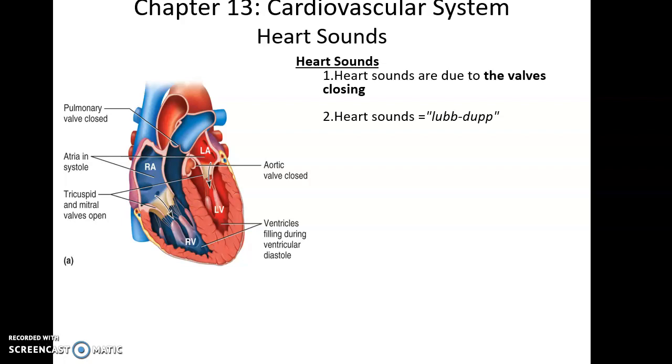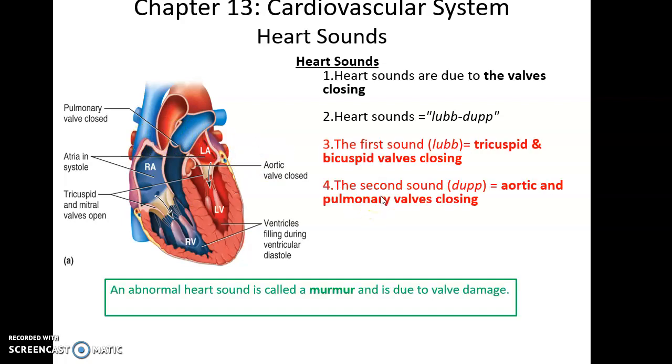The sounds of the heart, that lub-dub sound, well, it turns out those are caused by the closing of the valves. The lub-dub is the closing of the atrioventricular valves, followed by the closing of the semilunar valves. So the first sound, the lub, is when the ventricles start to contract and the tricuspid and bicuspid valves close to prevent the blood from going into the atria. So that is the lub sound, closing of the bicuspid and tricuspid valves.